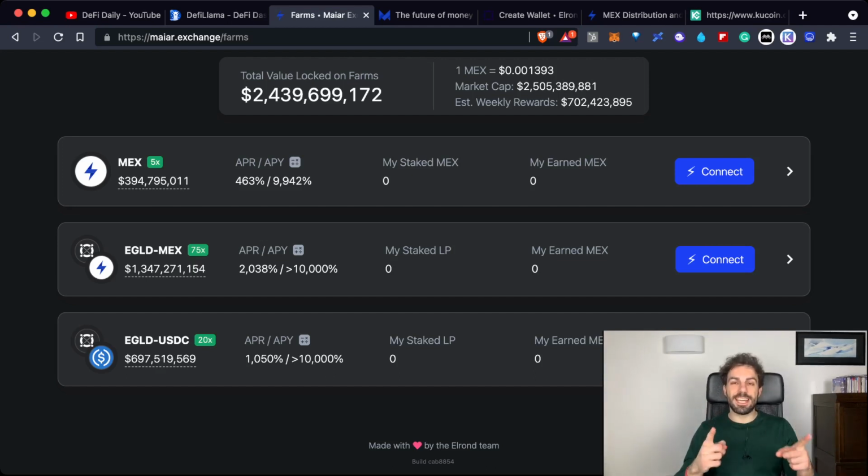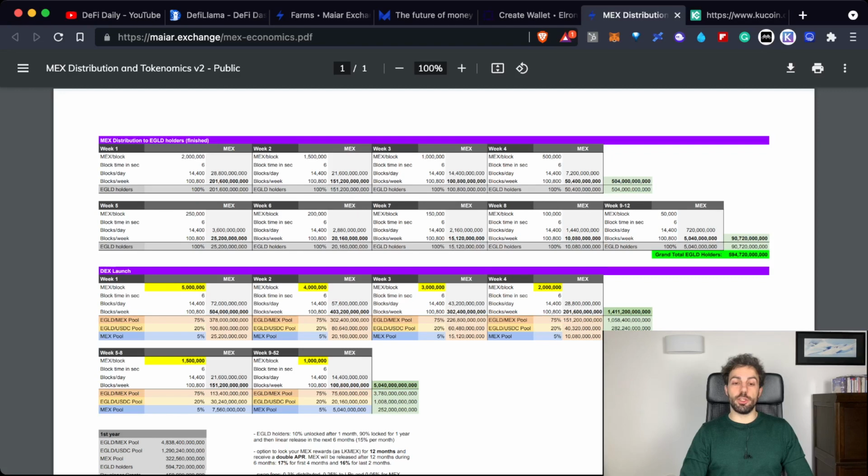Before showing you exactly how it works, I want to highlight a fact. As you can see from this document that you can retrieve from the MAIAR exchange documentation, the level of rewards that will be distributed through the token of the platform will decrease week by week. Right now we are in the first week, and the level of rewards is 2 million tokens to be distributed. The second week we will have 1.5 million, the third 1 million, and so on, until arriving at the 9th and 12th week, when only 50k tokens will be distributed.